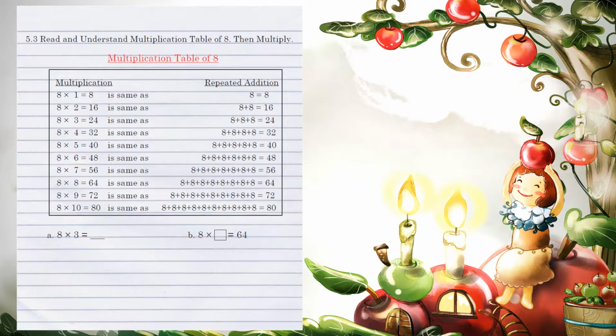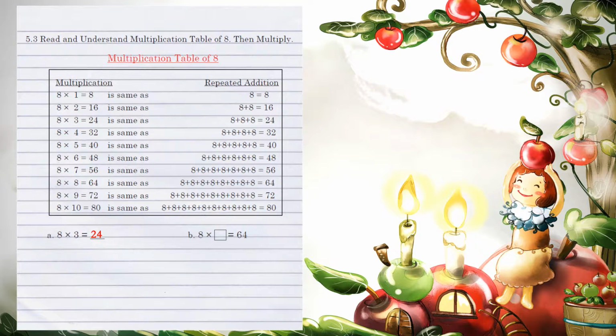Also, don't forget that it is a pattern that we are forming. We are adding 8 to get from one number to the next. Let's look at example A. We have 8 times 3. If I were to use the pattern here and go from 8 to 16 to 24, the third number there is my answer that I have.